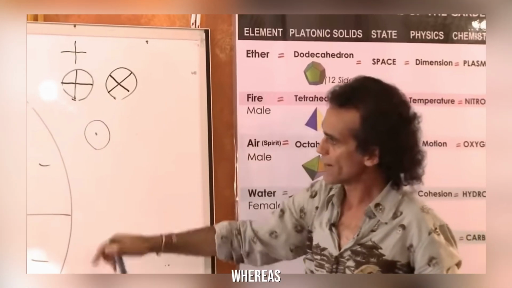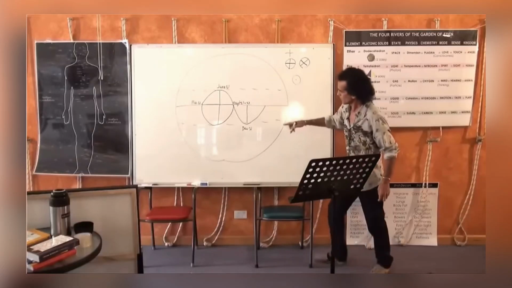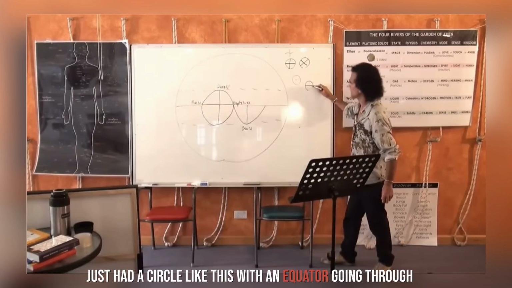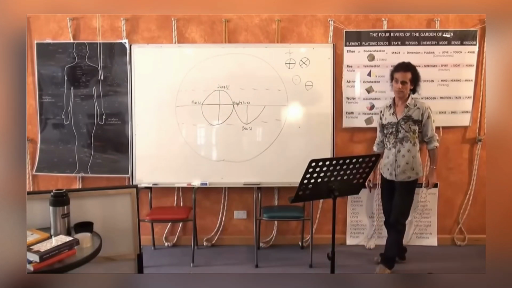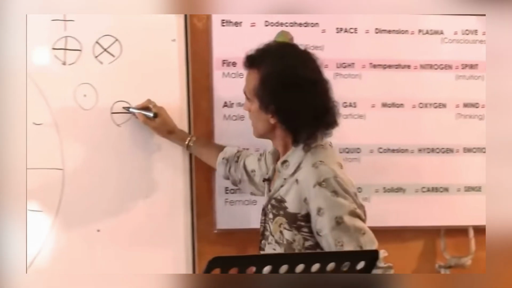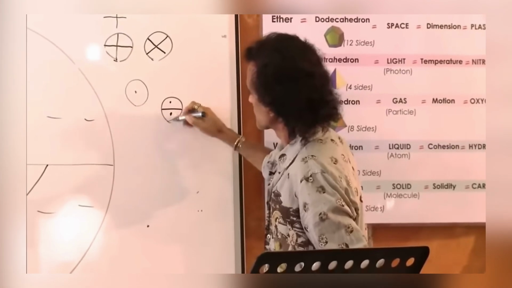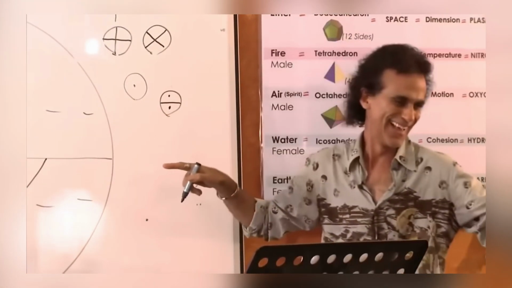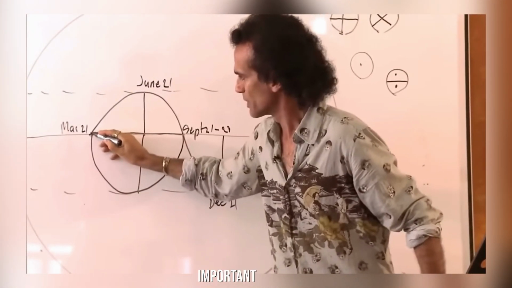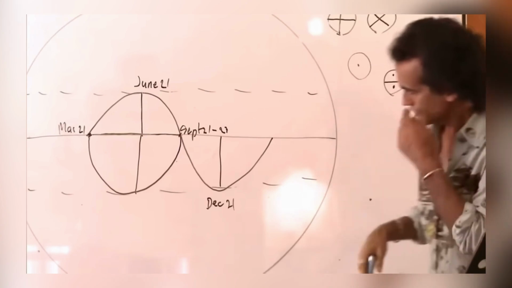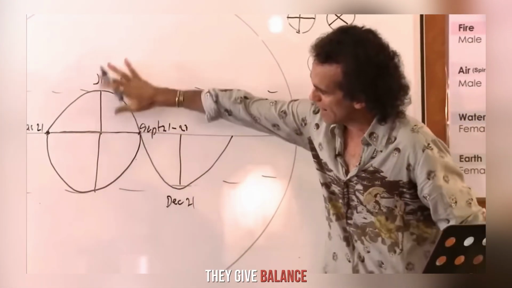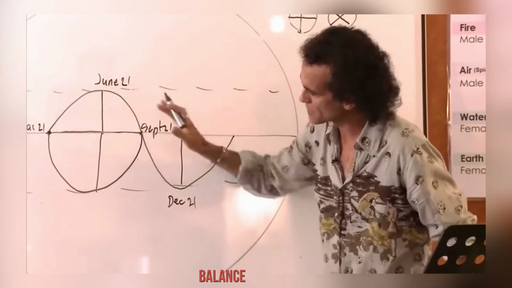Right? Whereas before I put that line in there, we just had a circle like this with an equator going through it. That's division. Air. Subtraction. That's division, that's fire. Now, these very important days here are so wonderful. They give balance, as I've already explained, they give balance to the year.